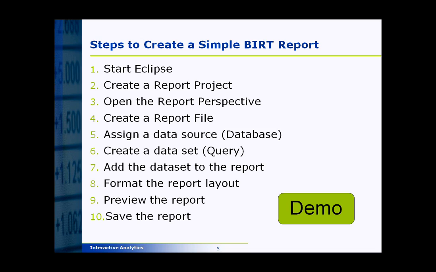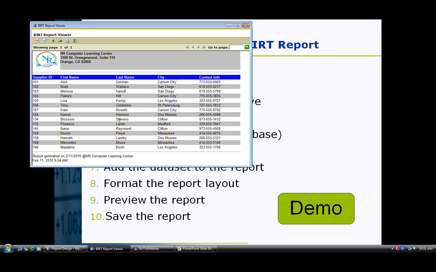I'm going to go through a demo to show you how a report is created using BIRT and Eclipse. This is a simple report which displays a logo and contact information. It also displays supplier contact information. It has the supplier ID, first name, last name, city, contact, and phone number. It's been formatted to display the header in blue color and the text in the first row to be white color. It also displays the date and time when the report was created.